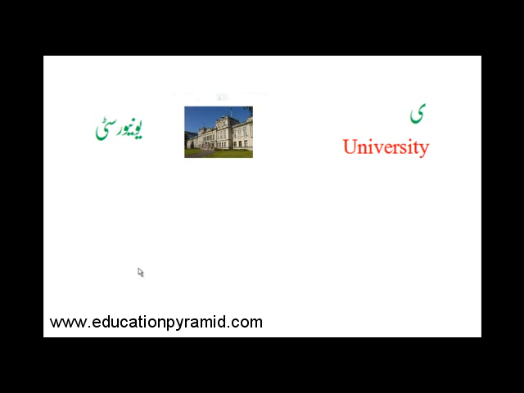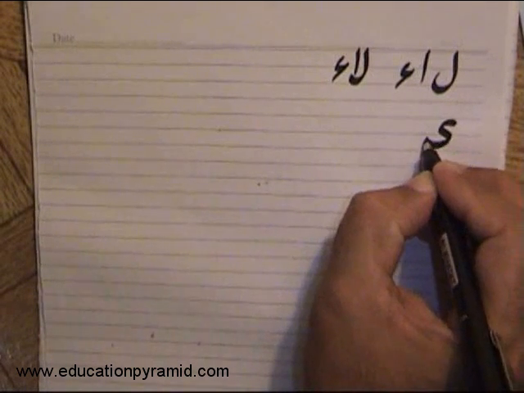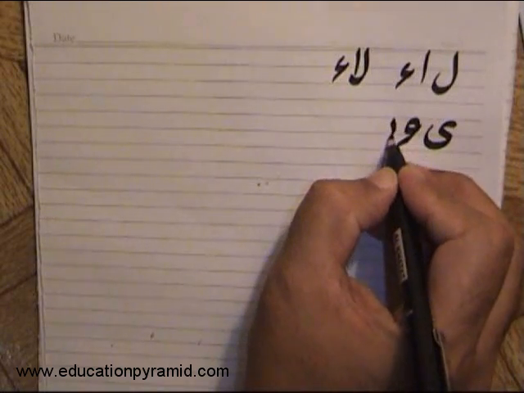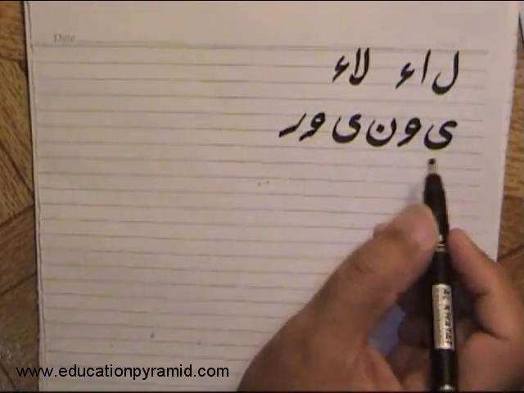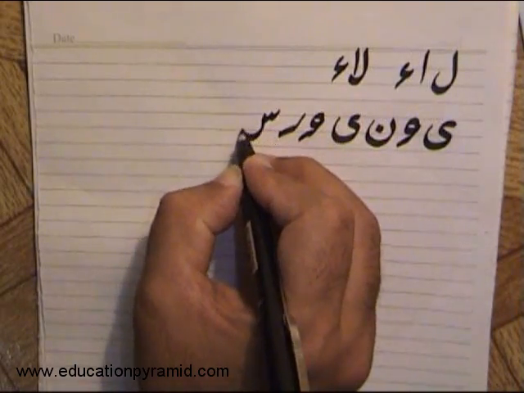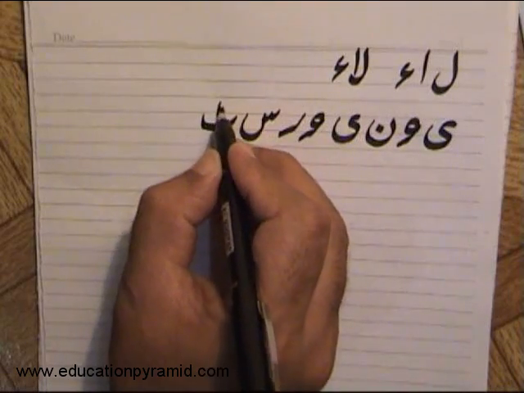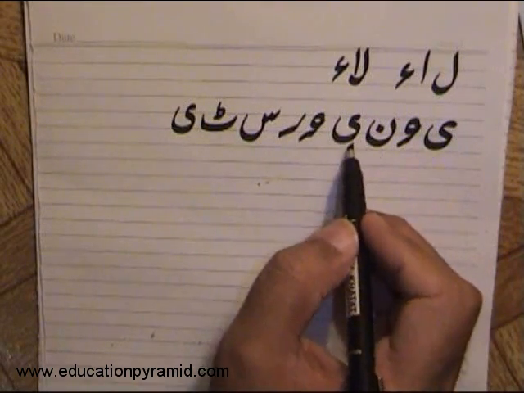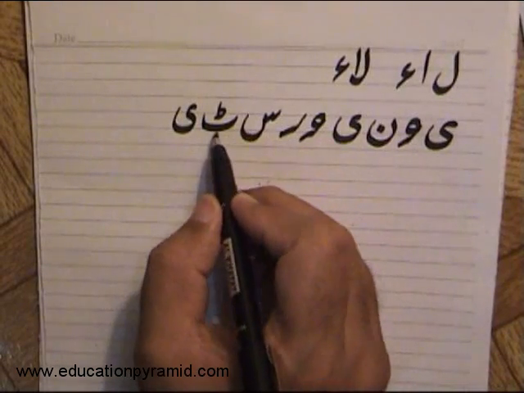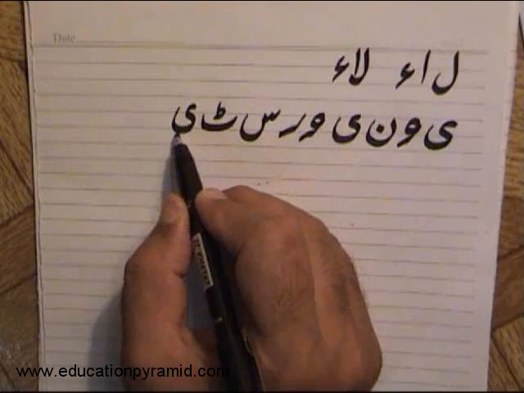Ye, university. University is an English word. In Urdu, we can use the word jamia also, but here, since we are using the word university, there is no harm. The Urdu language accepts the word university. So ye, wow, noon, ye: uni. Var: wow, re. Then sin, te, ye: city. University.